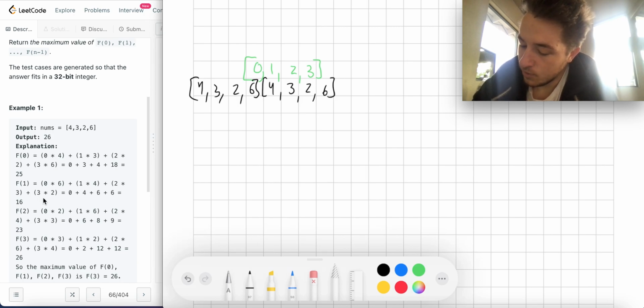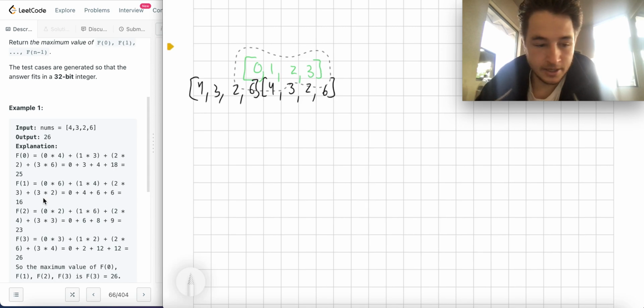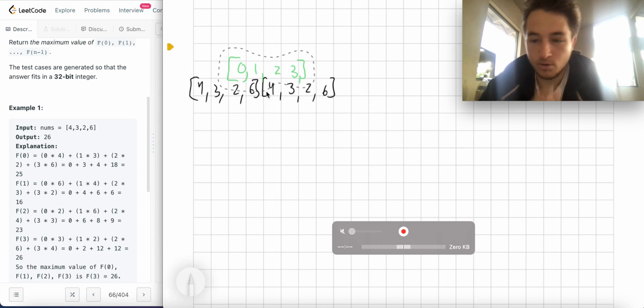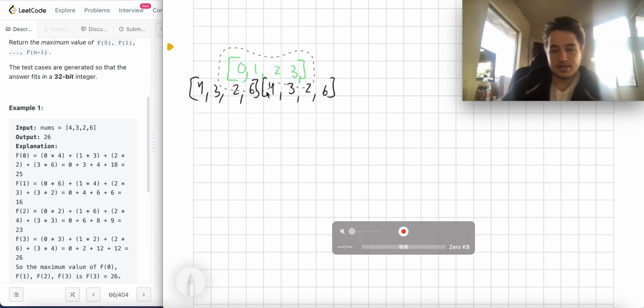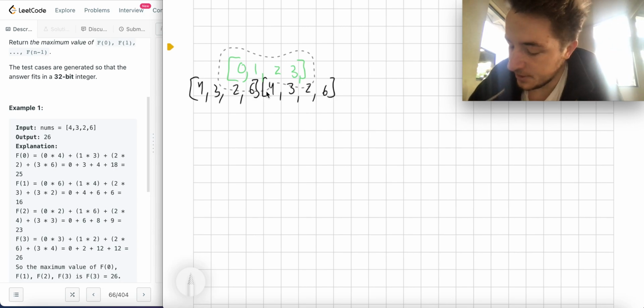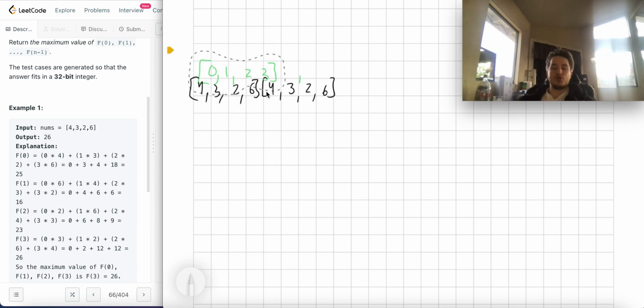And then you move over again, right? Now you do 0 times 2 plus 1 times 6 plus 2 times 4. And you do that over and over again until you've done it for everything. So you would do it for this, and this, and this, and this. Do it for all of them, and then return the maximum answer that you get.